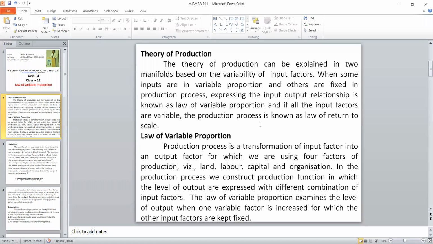I will repeat again. There are n number of input factors, out of which only one will be treated as variable, the others keeping constant. Then if we study the relation between the input and output, it's nothing but law of variable proportion. Suppose if you treat all are variable, it's nothing but law of return to scale, the second theory. Now our syllabus, what we are going to study today is only the law of variable proportion. That is, out of list of input factors, only the labor is a variable. Based on the labor, what is the level of output that we are going to study? What is the impact of that input to the output?